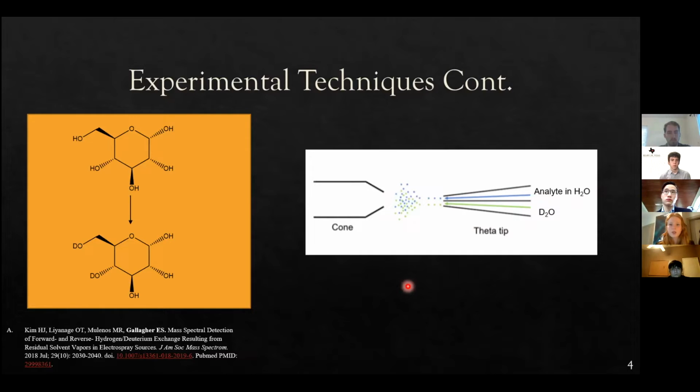But because sugars are so branched and hydroxyls exchange so rapidly, we needed to be able to introduce deuterium on the same time scale that we're having our analyte enter the mass spec. So that's where theta tips come in: they're now on the same time scale, so we can get differential labeling of these carbohydrates.